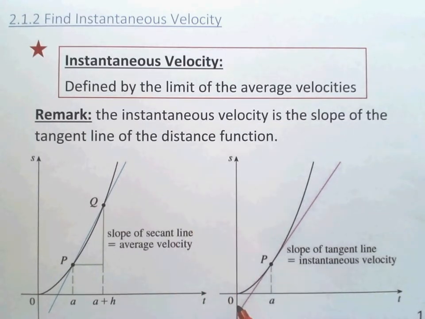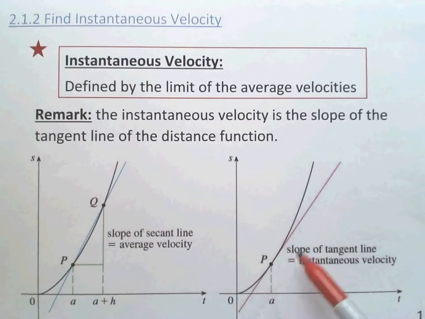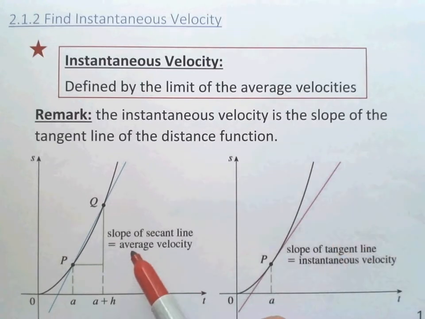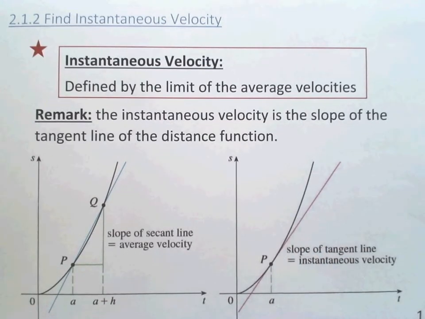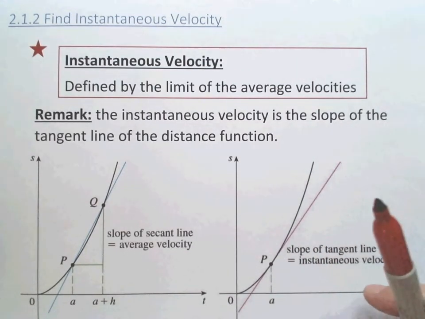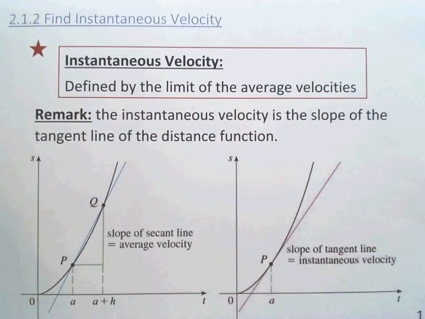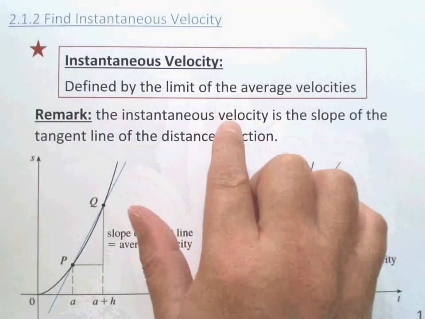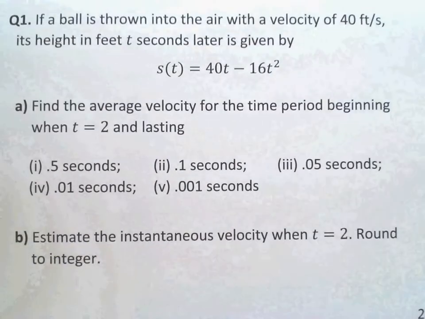What is the slope of the tangent line? It is the limit of the slope of the secant line. What is the instantaneous velocity? It is the limit of the average velocity on the distance function. It's exactly the same. I have one question to show how to use this definition. We find the average velocity first, and then take a limit, or look at the pattern. So now I have one question to show you.